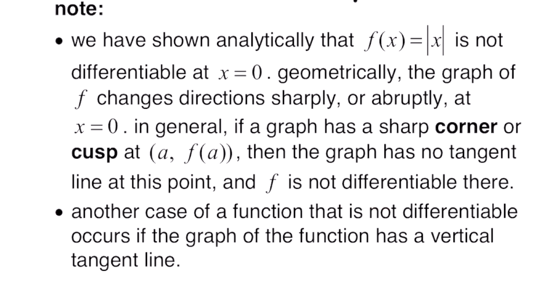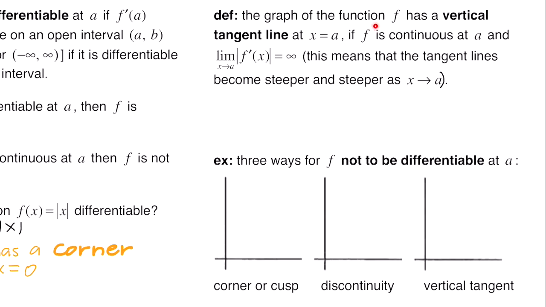Right here I have another statement. It says another case of a function that is not differentiable occurs if the graph of the function has a vertical tangent line. So it kind of makes sense then that a graph wouldn't be differentiable if it has a vertical tangent line.